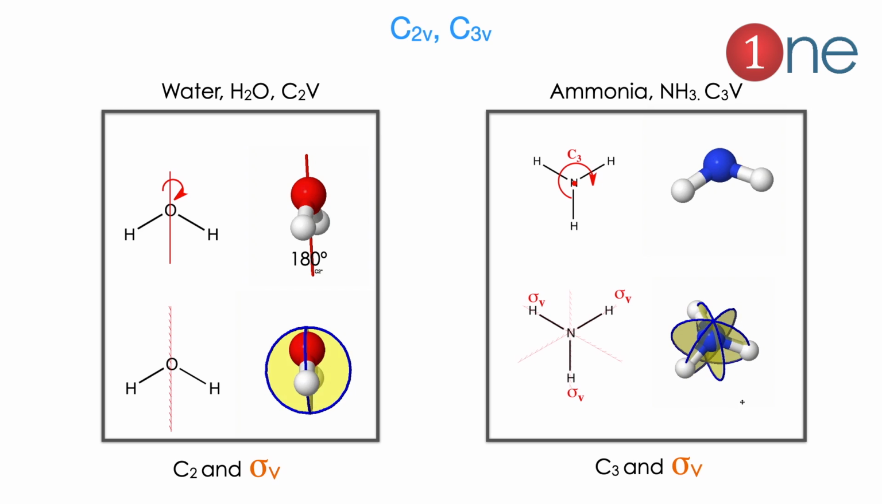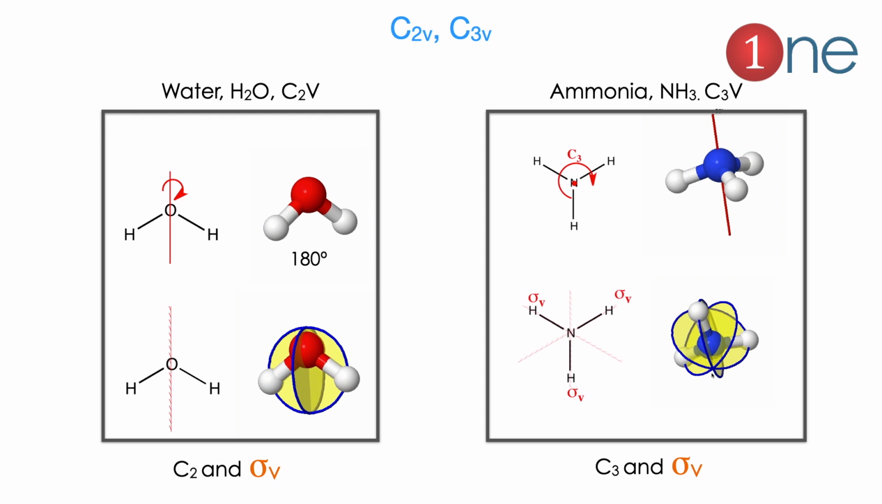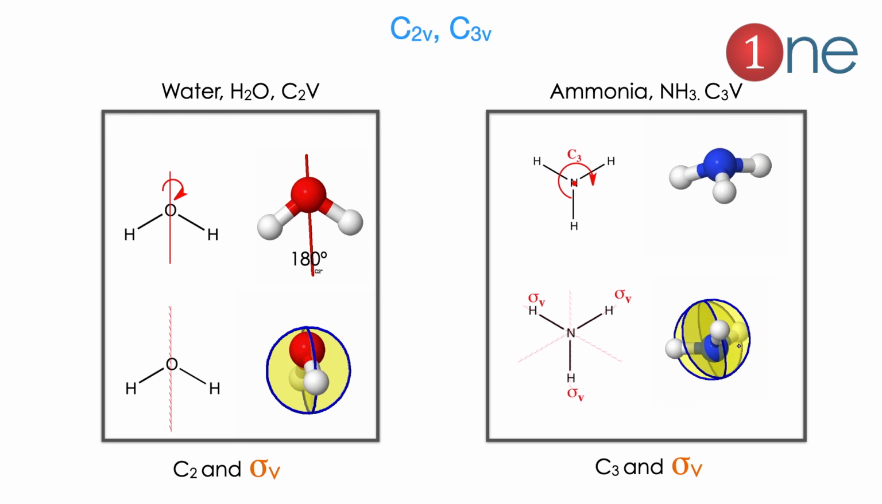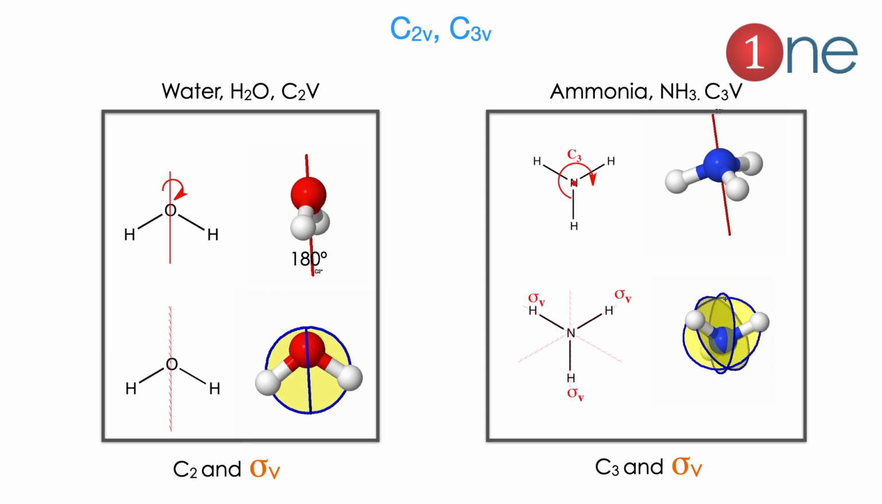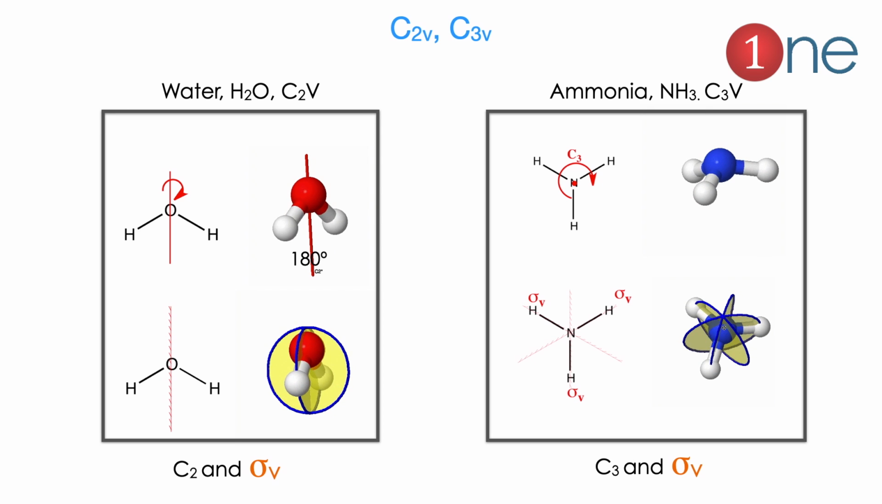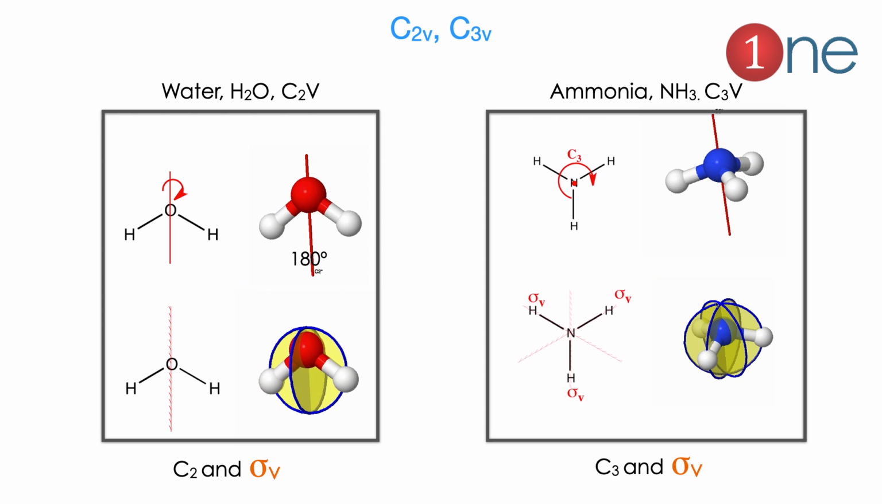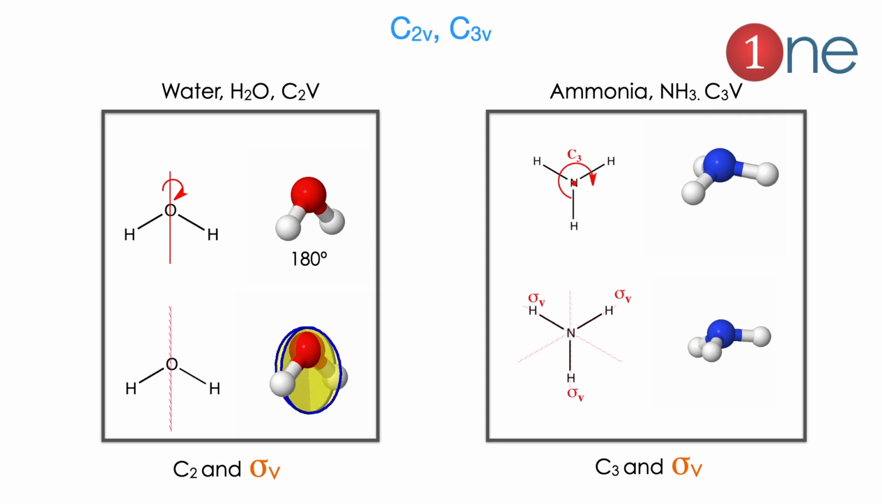Then let us go into ammonia. Ammonia is also the same: it has a C3 rotation. With a 120 degree rotation, you get the same arrangement again and again. Then the 3 mirror planes are there. So take the help of the animation and observe it.